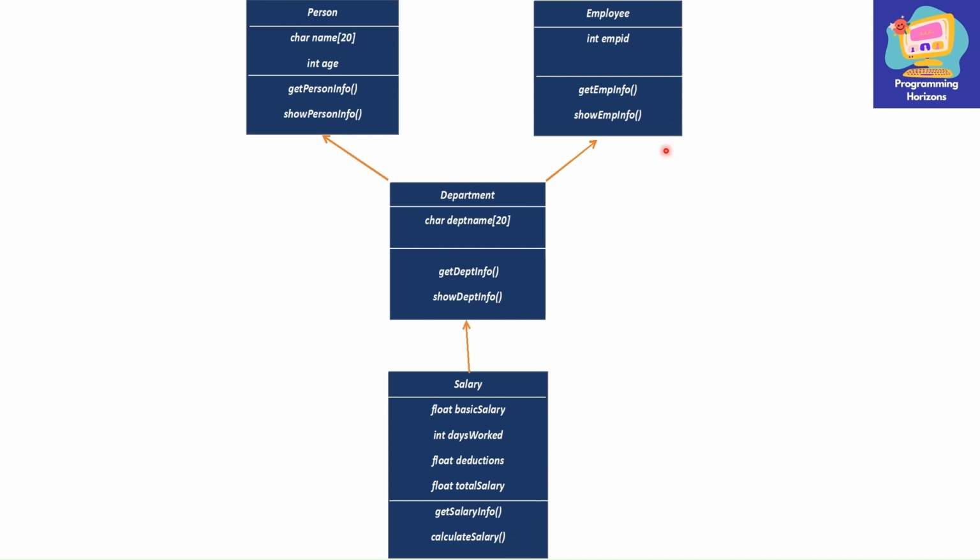At the top level, we have multiple inheritance because we have two base classes and a single derived class. And as a whole, we have multilevel inheritance because there are two levels of inheritance. Let us create its program.